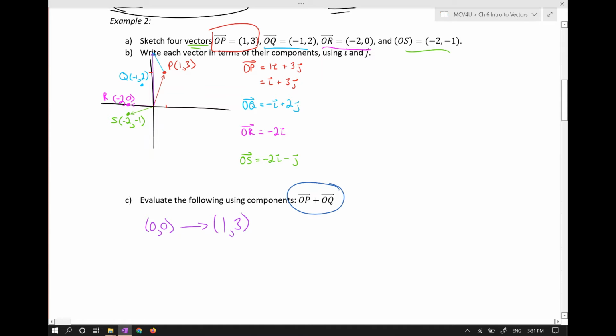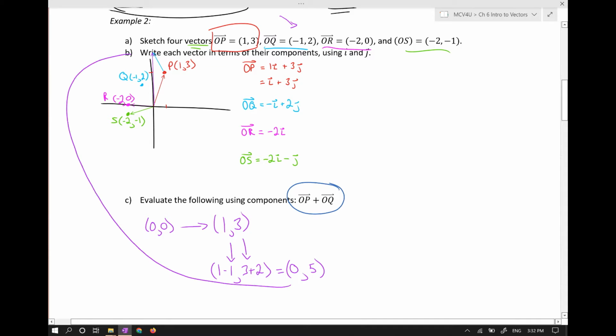And then I'm adding vector OQ, which is (-1, 2). So really what I'm doing is my x-coordinate was 1, and it needs to have 1 subtracted from it, the 1 coordinate here, and really that's -1 added to it. And then my 3 vector needs 2 added to it. That's the y coordinate of OQ. So I'm working with 3 plus 2. Really, I'm expecting to end up with (0, 5).